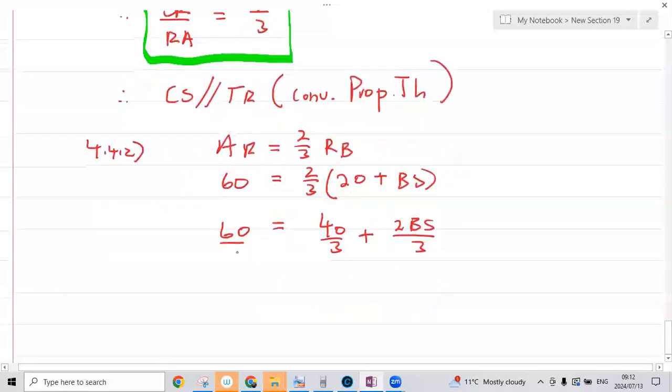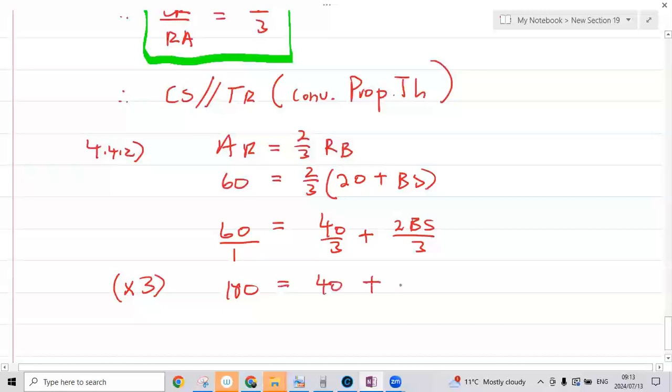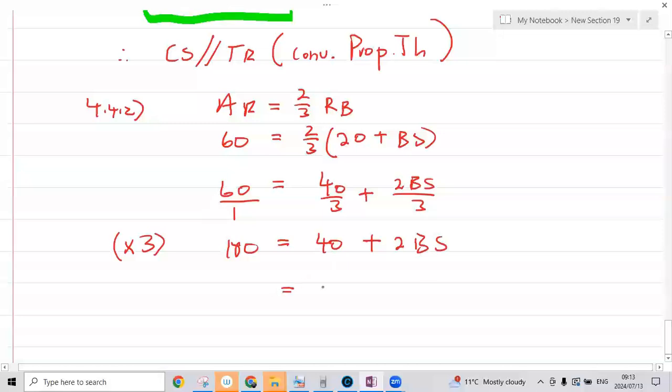So if I put everything now as a fraction, if I multiply by my LCD, which is 3, I'm going to get 3 times 60 is 180 equals 40 plus, and if I multiply by 3, I'm going to get 2BS there. Let's solve for BS. 2BS is 180 minus 40.